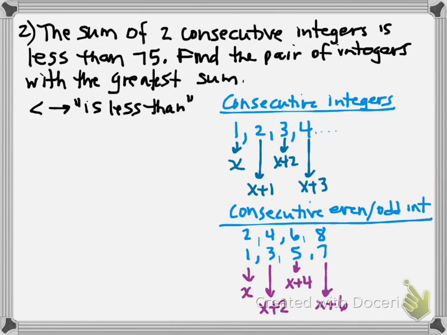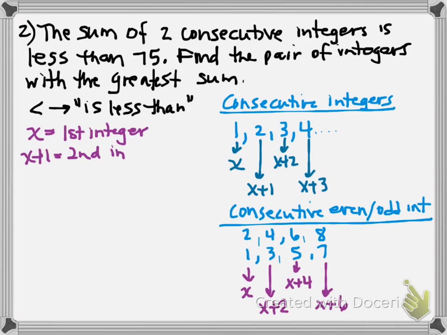Okay? So this one talks about 2 consecutive integers. So knowing that, what are going to be my 2 variable packages I'm going to use here? First guy's easy. Doesn't matter what kind it is. First integer, x. Now, with consecutive, what would be the second one? X plus 1, because it's one right after the other.